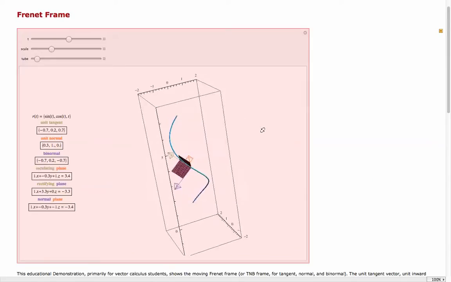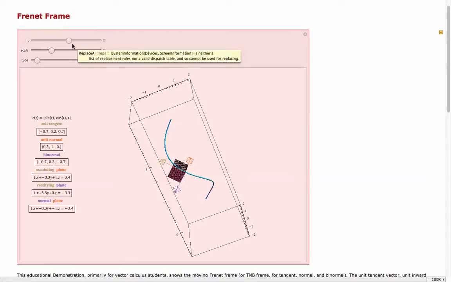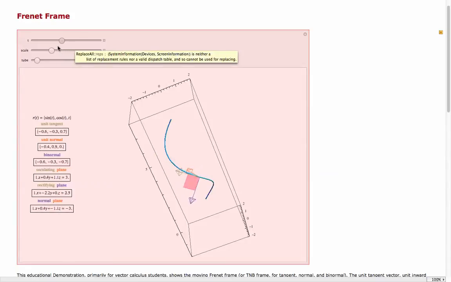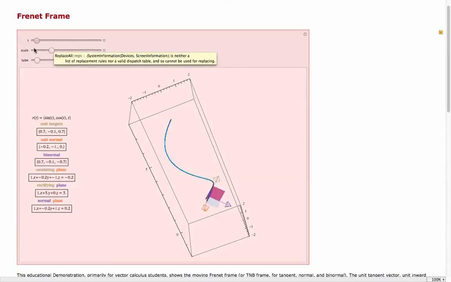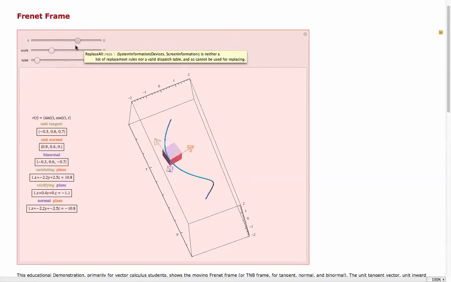But what does the purple vector do? Well, let's slide this thing back and forth a little bit. Notice how the green one is always parallel to the path. The orange one is always pointing towards the center of the curvature. And the purple one is always kind of pointing off into space.